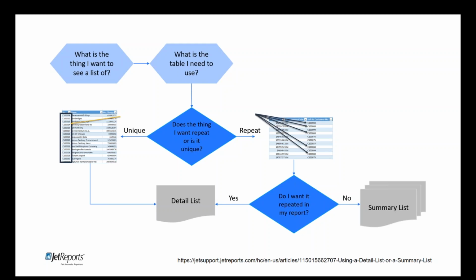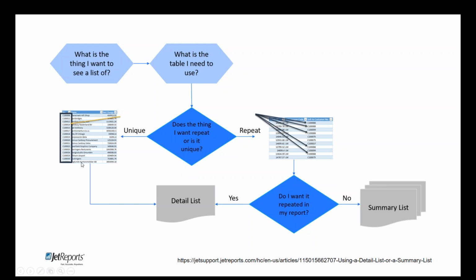But what do I want to see a list of? You just figure out which table you need to use. And then you ask yourself this. This is where we start branching out. Does the thing I want repeat, or is it unique within that table? So we've got two choices here.